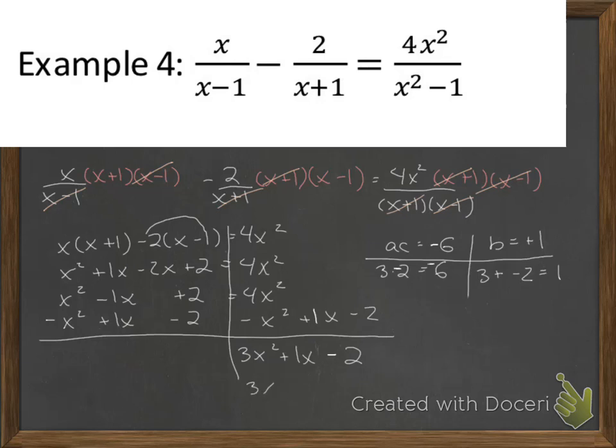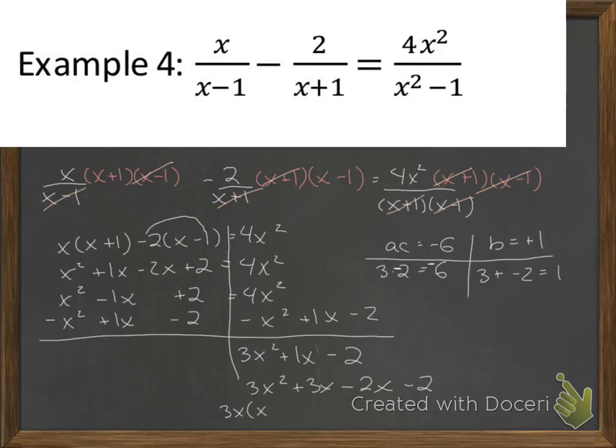So this is the annoying part here, where we can't use the shortcut method. What we have to do is rewrite it as 3x squared plus 3x. If you're wondering where that 3 came from, it came from this right here. Then we have minus 2x. Again, where did that 2 come from? It came from this right here, minus 2. Then we have to factor by grouping.